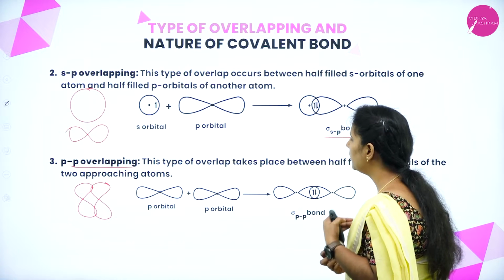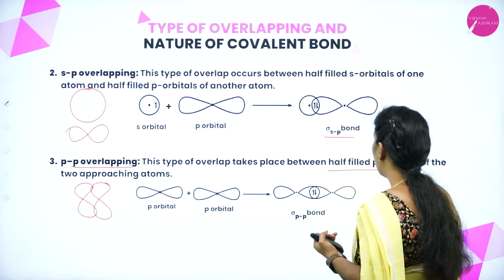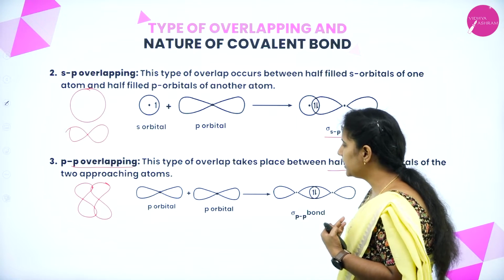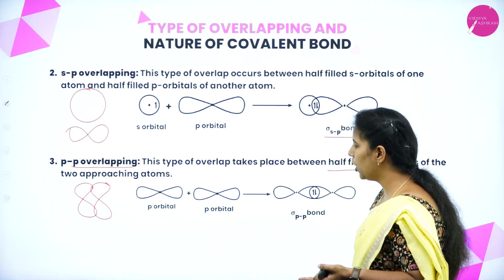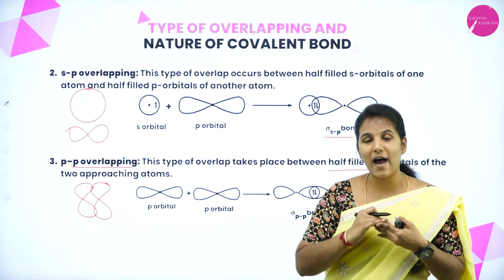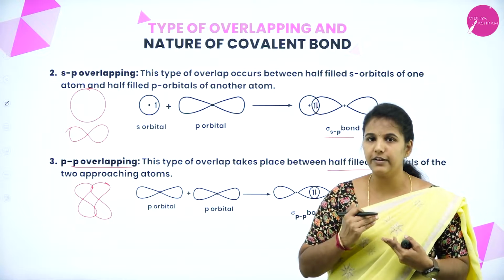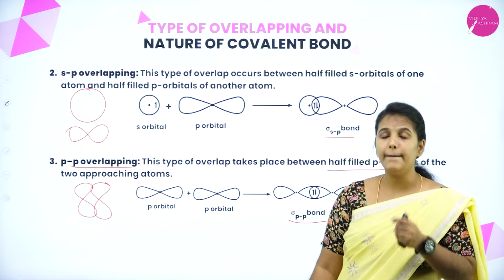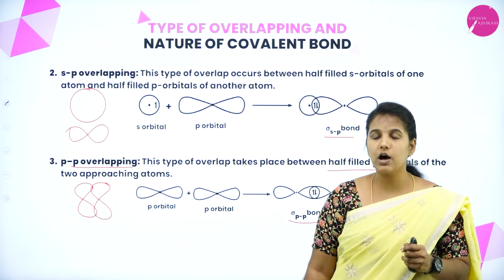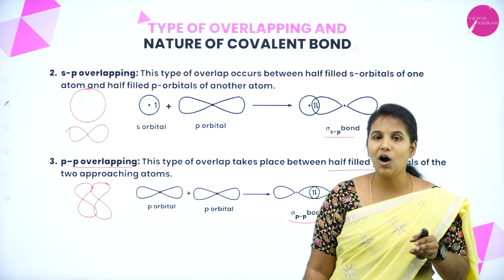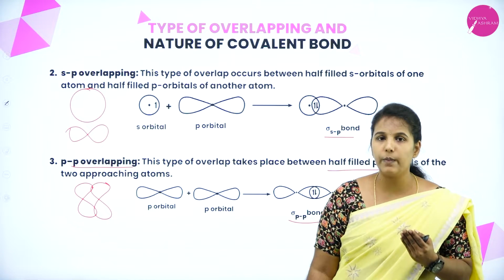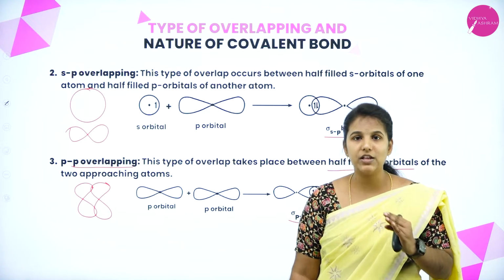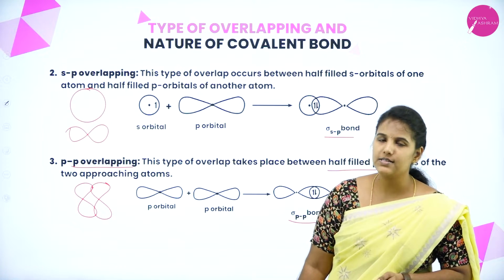This is a type of overlap which takes place between a half-filled p orbital and another half-filled p orbital. You can see that these two are half-filled p orbitals. When they overlap axially, again I am repeating the word axially, they result in the formation of a sigma pp bond. This is how we can easily understand how sigma bonds are formed by the axial overlapping of half-filled atomic orbitals.